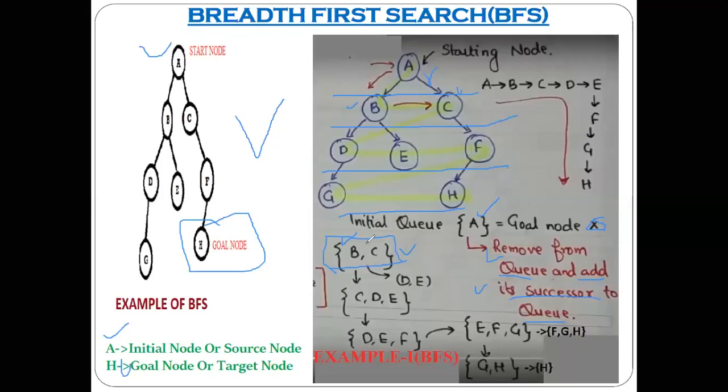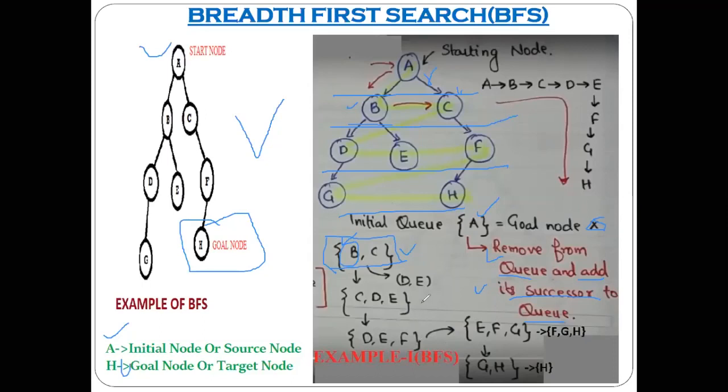B is not our goal node. Correct. Our goal node is H. So you will also remove the B. Yes. You remove the B also. And then you add the child of the B to the queue.